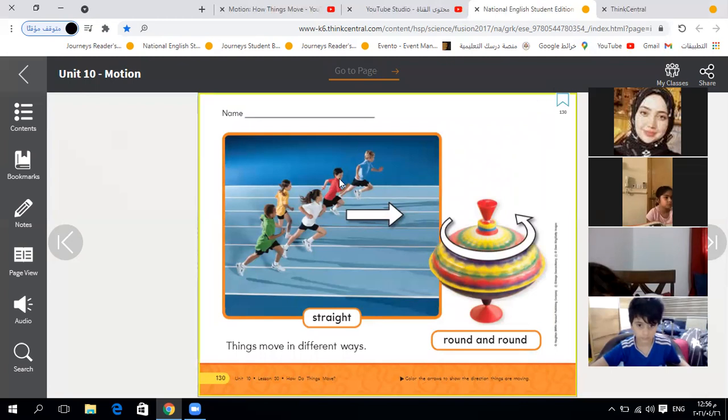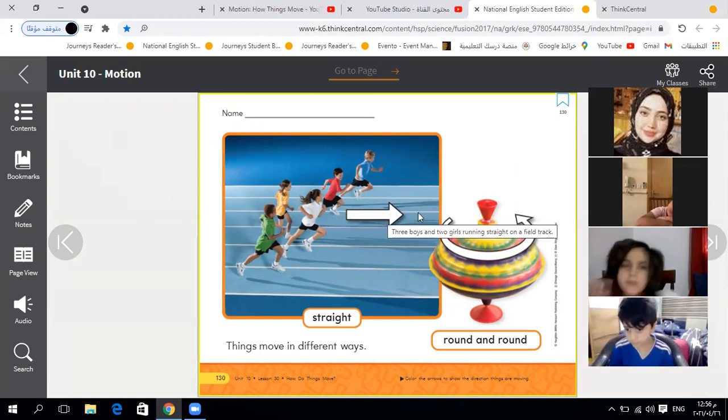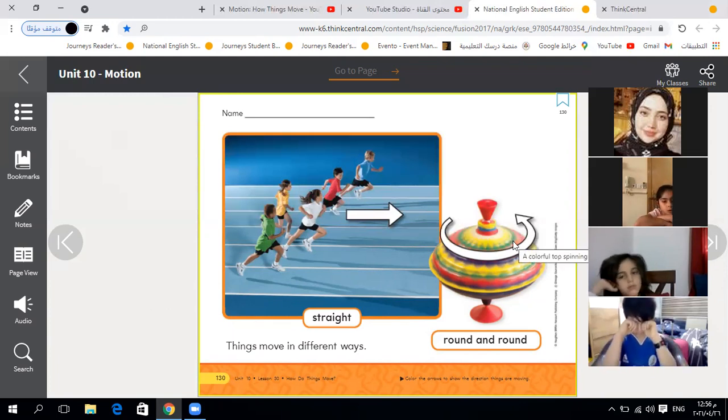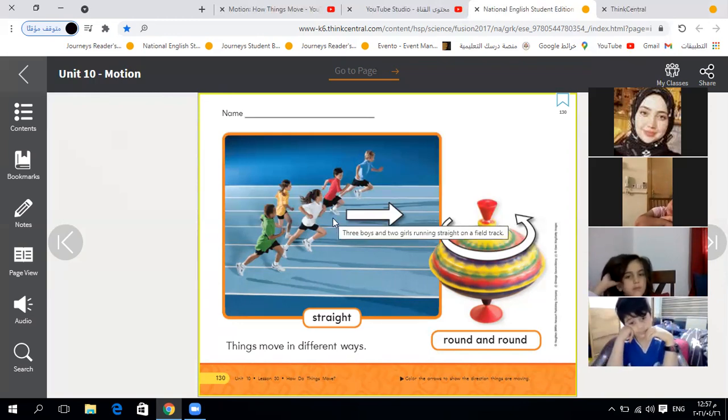So can you see the kids here running straight? Can you see this line? Yes, Yarina. Can you see the white line here? They are running straight. So what do these kids do, can you tell me? These kids move in a straight motion, right? Right. Bravo.